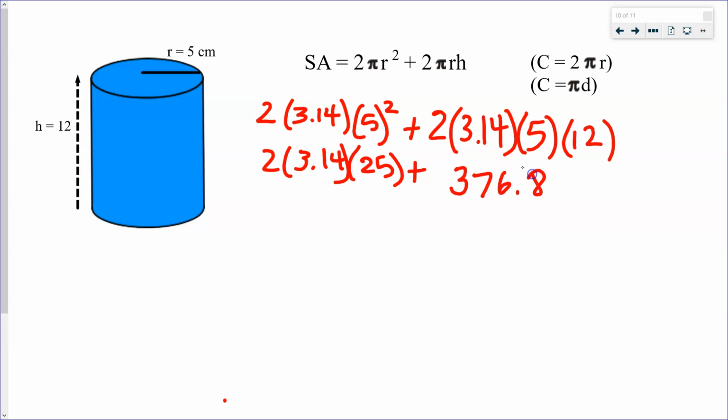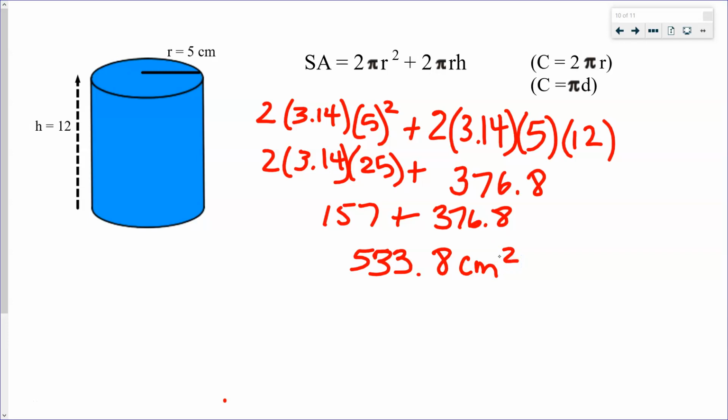This I'm going to crunch into my calculator and I get 376.8. This one goes into my calculator at 157, and then I just add the 2 together and I find that the surface area is 533.8 centimeters squared. If I were rounding this to the nearest whole number, the 8 means that this number drives up. It would be 534 centimeters squared surface area.